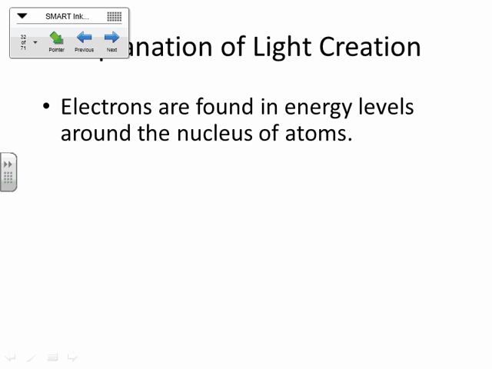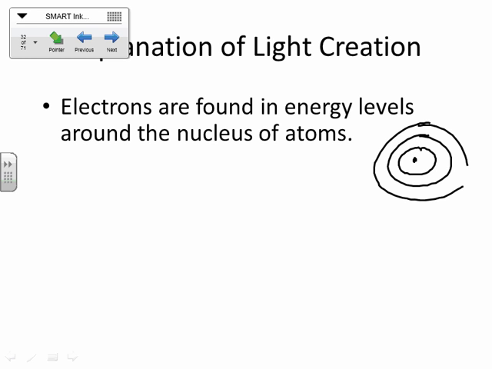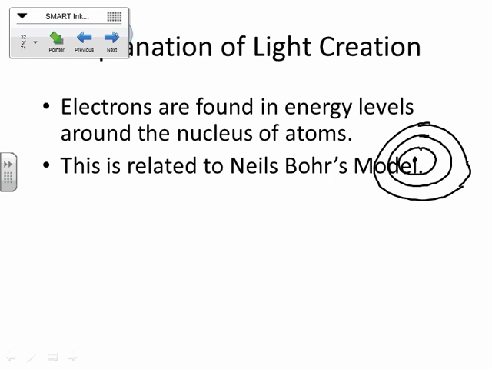So electrons are found in energy levels around the nucleus of the atom. This is kind of the Bohr model of the atom. Again, we're going to talk a little bit about the quantum model, but anytime we draw the atom, it's got to be the Bohr model, because the quantum model is just a lot more complicated. But there's your Bohr model, right? So the electrons can be found in energy levels around the nucleus. And remember, they can only be found in those energy levels. They can't be found anywhere in between the energy levels, just like climbing up the rungs of a ladder. This is related to Niels Bohr's model.